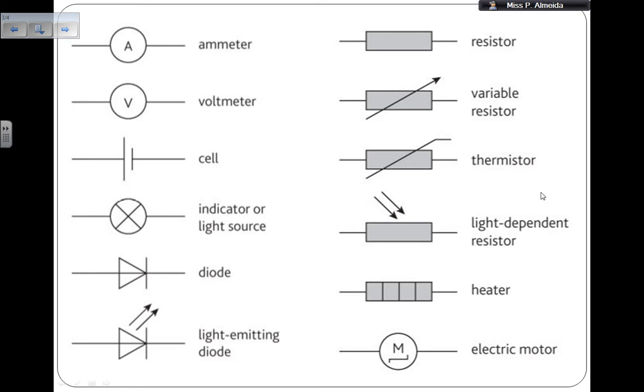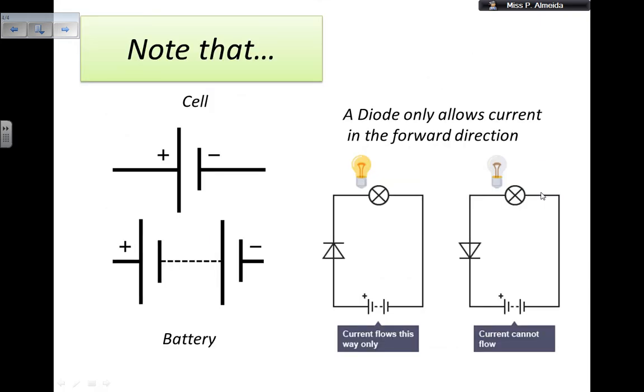Alright, we are basically done, but let me just show you here the difference between the cell and the battery. So that's the cell, positive end, negative end. So a battery is going to be two or more cells together, in series with each other. And here is a representation of the diode. So the conventional way that we say that the current passes through is from the positive end to the negative end. That's actually wrong, okay?